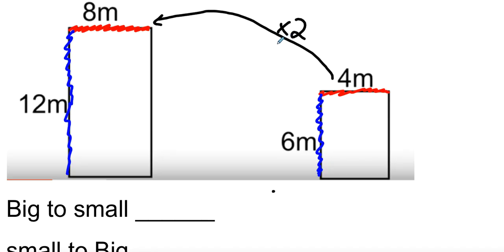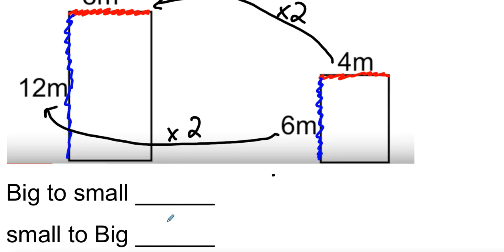Now I do want to remind you that scale factor is always determined by multiplication or division, so don't be tempted to use addition or subtraction as your scale factor. And again, I can tell these are similar because 6 times 2 is going to give me 12. So I know my scale factor from small to big is going to be a factor of 2.